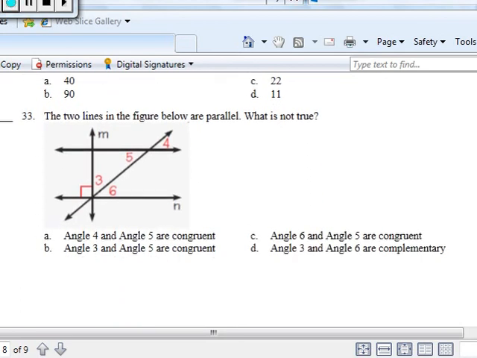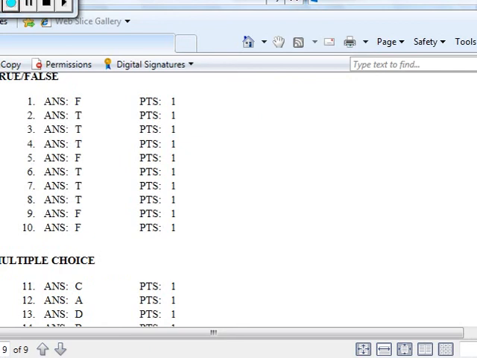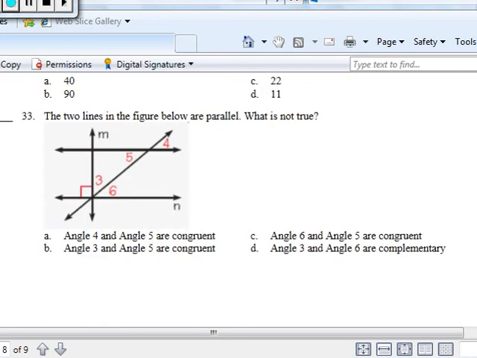And number 33, which I believe is the last problem, sure enough. Number 33 says the two lines in the figure below are parallel. What is not true? That's actually the exact same shape. Remember that proof we did the other day that I had a little trouble with? It's the same one. Now we're working a little bit differently. It says they are parallel, so let's assume that we have parallel lines. What is not true? Okay, let's take them one at a time.